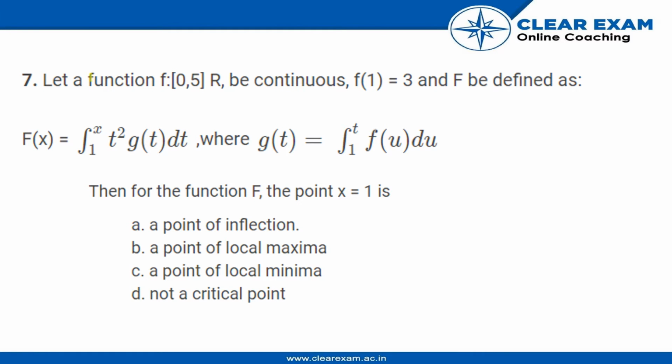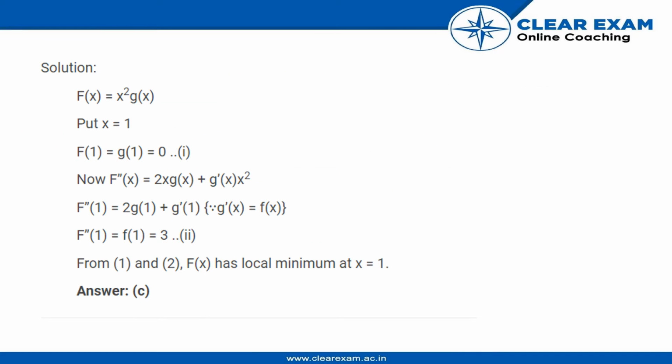Okay, so in this question we've been given this function f which is continuous, and f(1) is equal to 3, and also we've been given another function capital F(x) as this, where g(t) is a function of f. Alright, so then for the function F, the point x = 1 is equal to, so that's F'(x) is equal to x squared g(x).